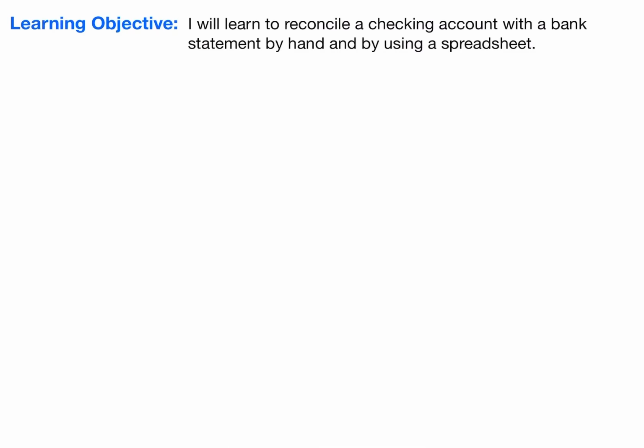Okay, class, in this lesson, you're going to learn to reconcile a checking account with a bank statement by hand or manually, and also by using a spreadsheet. So let's go ahead and get started.